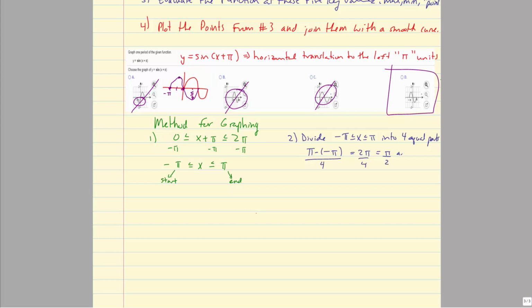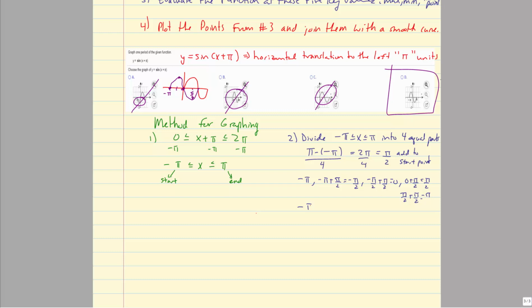So that I would add this to the start point. So my start point was negative pi, and then my next point would be negative pi plus pi over 2. And negative pi plus pi over 2 is a negative pi over 2. My next point would be negative pi over 2 plus another pi over 2 is 0. My next point would be 0 plus pi over 2, which is pi over 2. And then my last one would be this pi over 2 plus pi over 2 is 2 pi over 2, or pi. So those would be my 5 important numbers.